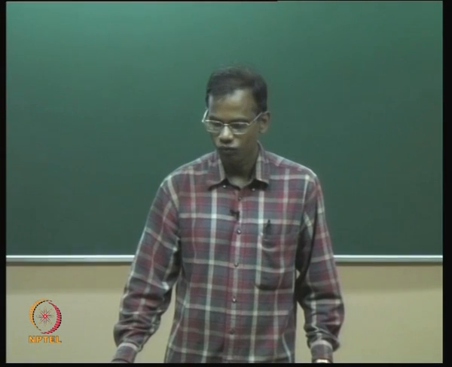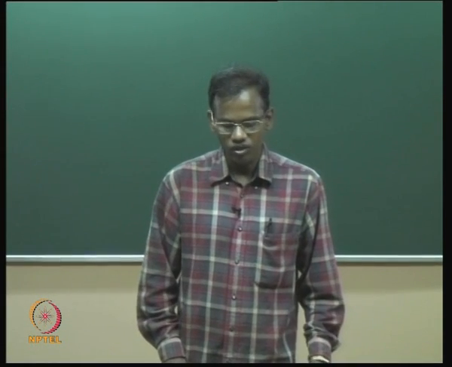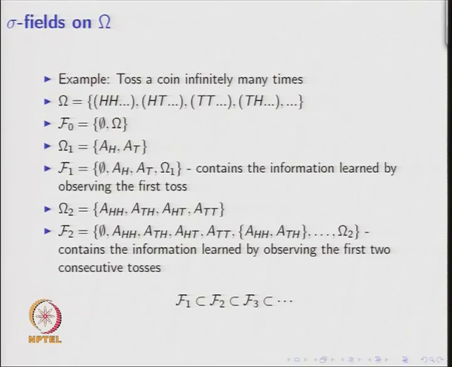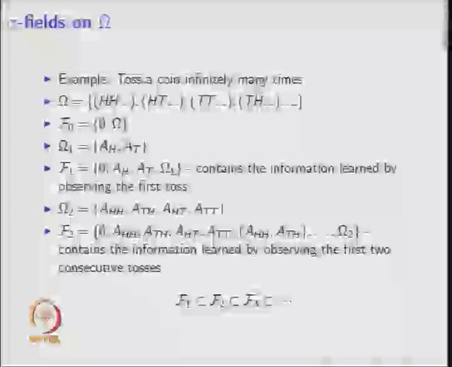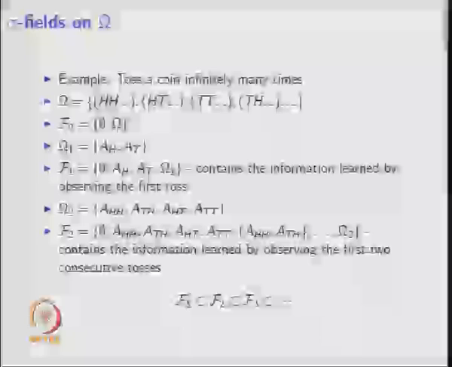Now, we introduce sigma fields on omega through an example, because this is a very important concept for the Martingale. Example: start with tossing an unbiased coin infinitely many times. Let omega be the collection of possible outcomes HH and so on, HT and so on, TT and so on, TH and so on.